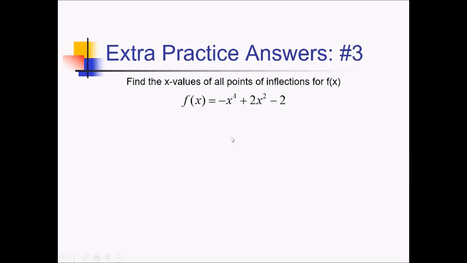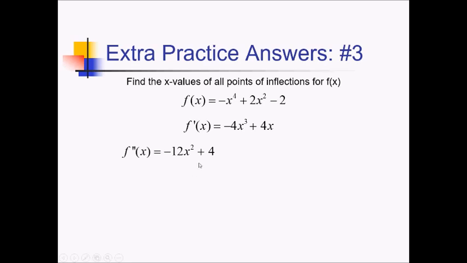After all that, to find points of inflection for f of x on this problem, I want to figure out where f double prime, the second derivative, is changing sign. So let me start with the first and then the second derivative, and we'll go from there. F prime on this one, that's going to be negative 4x cubed plus 4x. And we need to go one more derivative now to talk about points of inflection. So f double prime, that's going to be negative 12x squared plus 4.